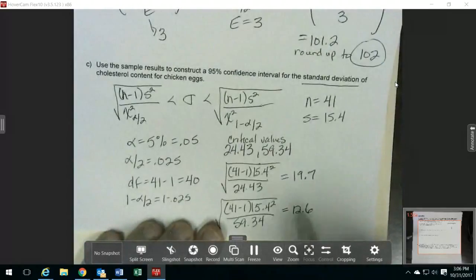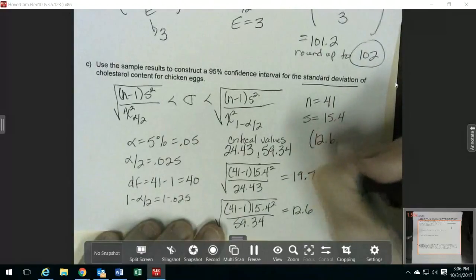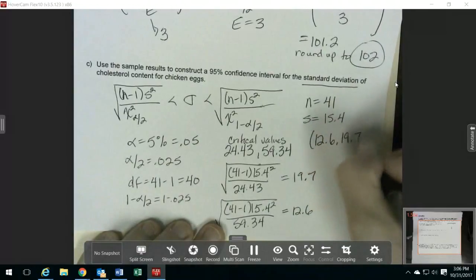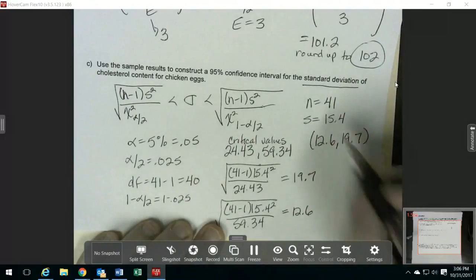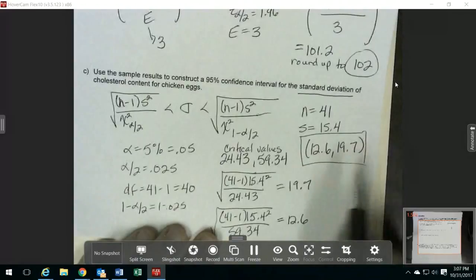Okay, so this is actually the smaller one. So when I write my confidence interval, I'm going to put the 12.6 first, and then the 19.7. So there's my confidence interval for the standard deviation.